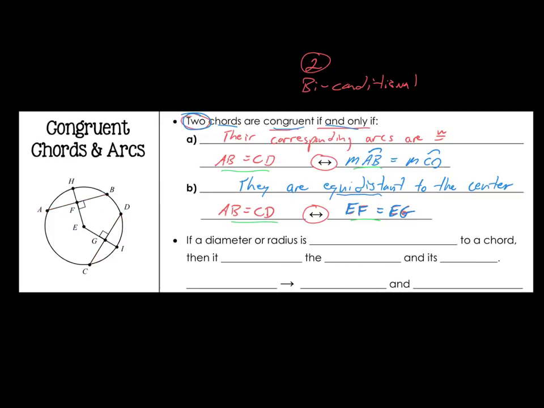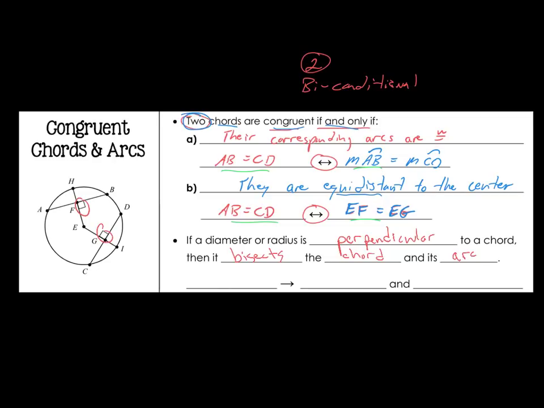Next, if a diameter or radius is perpendicular, that means it meets at 90 degrees. If the diameter or radius is perpendicular to a chord, as we see right here, then it bisects the chord, there's a lot going on here, it bisects the chord and its arc.